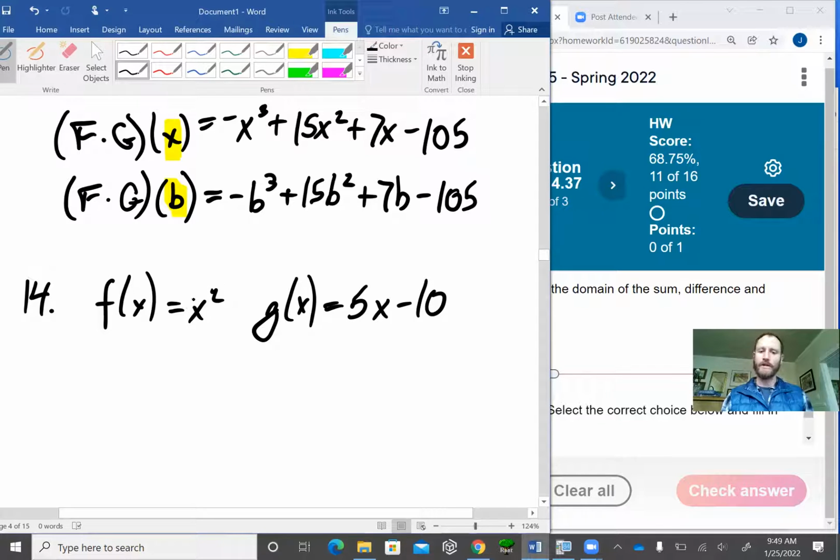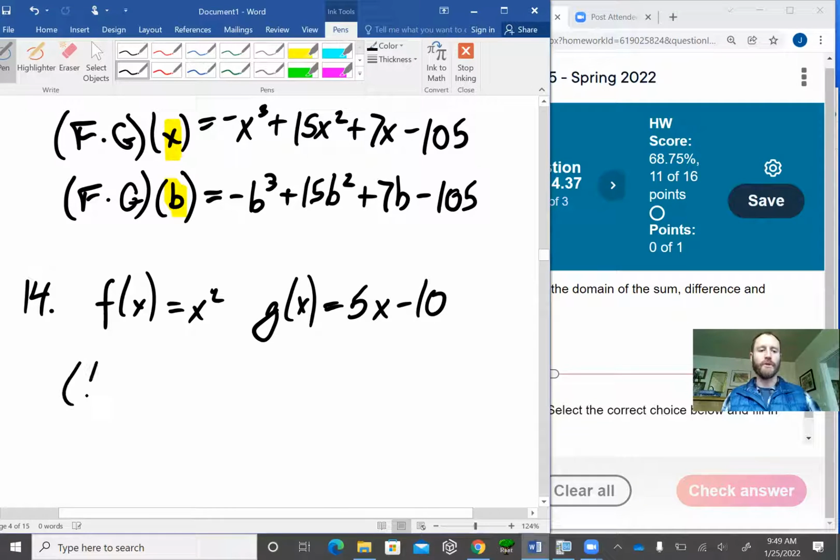I can square any number, right? Just multiply the number by itself. I can do that with any number. Same thing over here, right? I can multiply any number by 5 and subtract 10. Okay, so both of these domains have no restrictions, right?